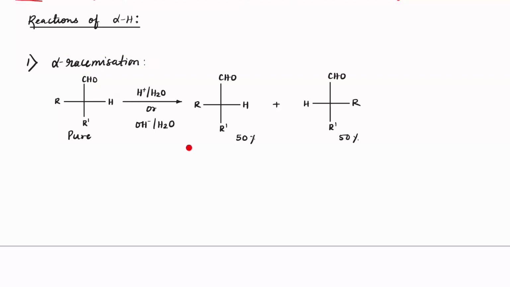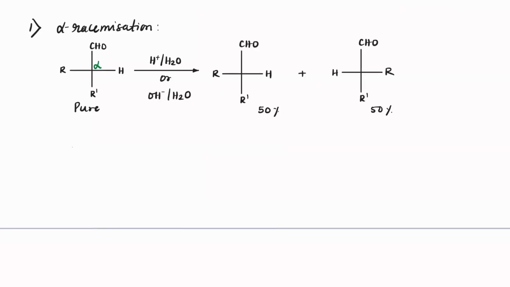That means if I take a pure enantiomer which has at least one alpha hydrogen, this alpha hydrogen makes it a chiral center. When you react it in acidic medium or basic medium, over time the solution becomes racemic. Got it?